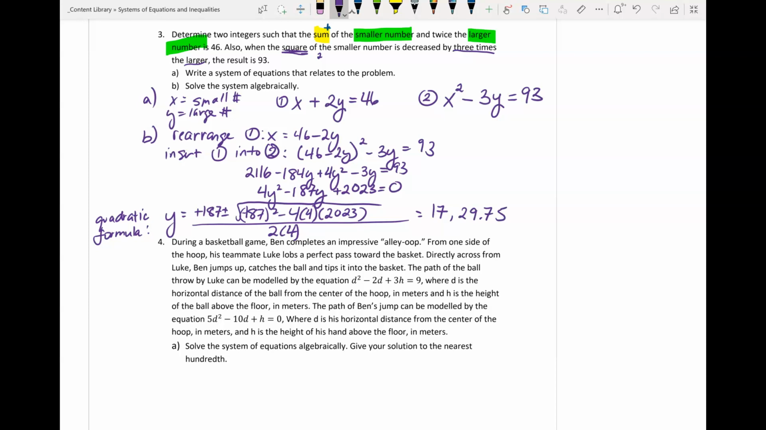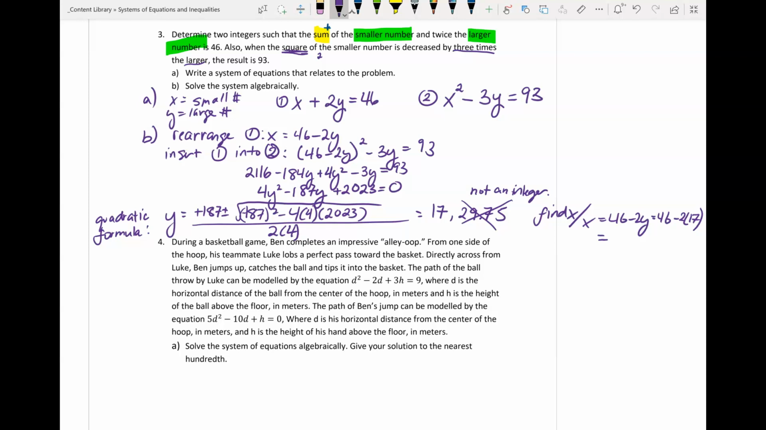If you read the original question, we're talking about integers here. So this is not an integer because it has a decimal. We're not going to include this as part of our solution. Okay, so we know y is 17. The last thing we're going to do is find x. And we know that x is 46 minus 2y, and y was 17.